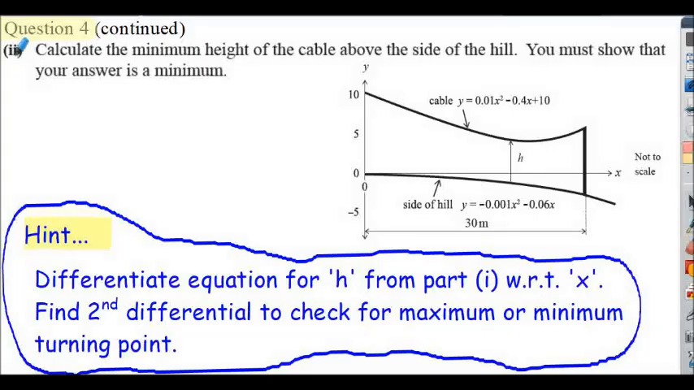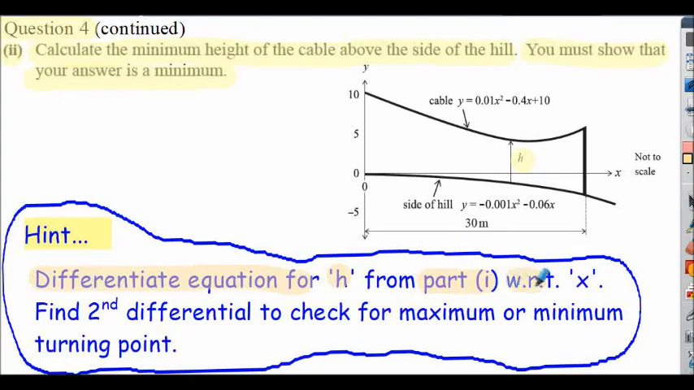Question 4, part 2. We now have to calculate the minimum height of the cable above the hillside, and we must show that the answer is indeed a minimum. We're trying to calculate the minimum h value here. So as a hint, we need to differentiate the equation for h, derived in part 1 on the previous slide, differentiating with respect to x. We will then equate the differential to 0 to find our turning point location, from which we can then find the height.